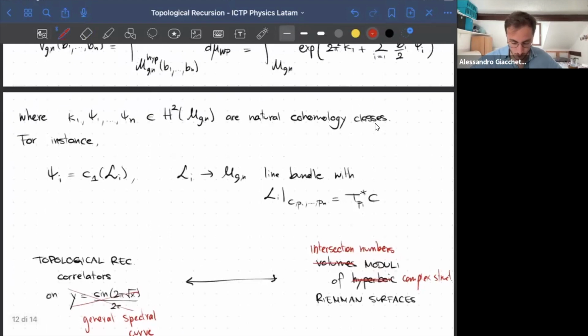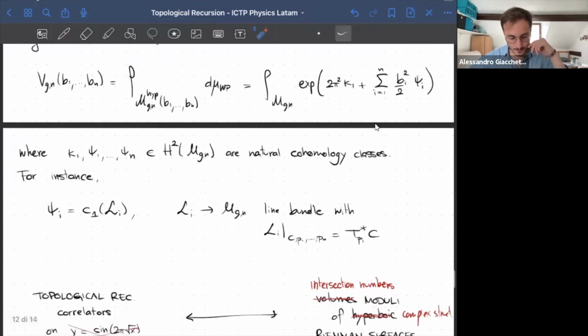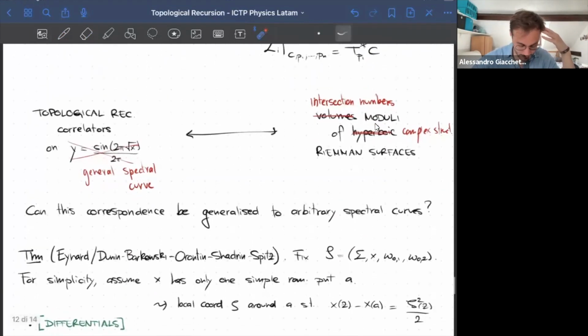Surfaces. And so for the specific case of JT, this equality will be something like this, right? And the main question is, well, can we generalize this to, let's say, a general spectral curve? And the answer is yes. So this is the last thing that I wanted to say. It's this theorem due to Eynard, Dunin-Barkowski, Orantin, Shadrin, and Spitz.